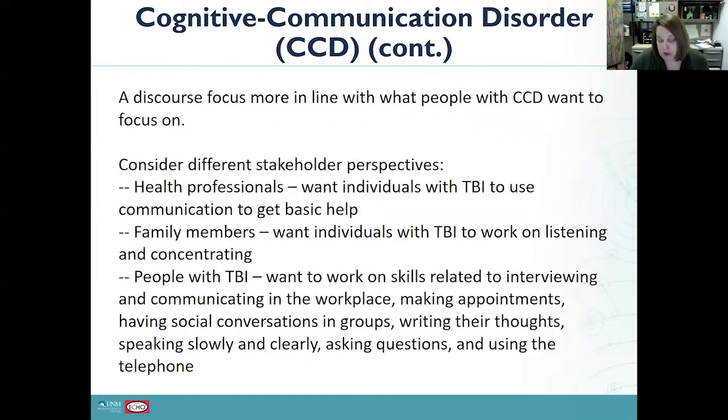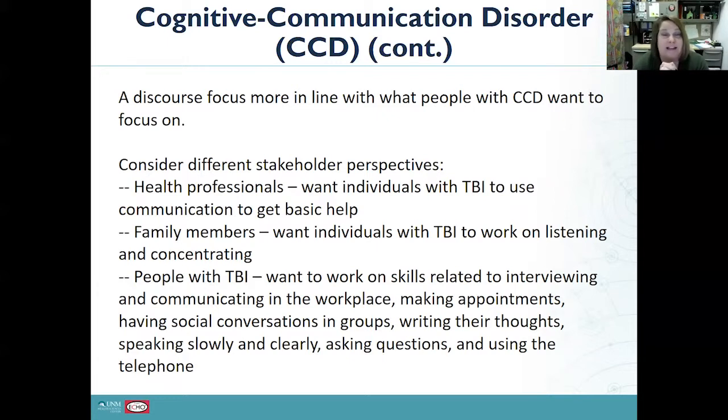So if you go to the next slide, when we actually ask patients with TBI what they want to work on, we see that discourse, working on assessment and treatment of it, is more in line with what people with CCD want. So I have just listed here a couple of different stakeholder perspectives when they were asked what were the most important goals. This was a survey that was conducted a couple of years ago. Health professionals wanted individuals with TBI to use communication to get basic help. That sounds pretty standard, right? Communication, basic wants and needs, tell us when you need help. Family members wanted individuals with TBI to work on listening and concentrating.